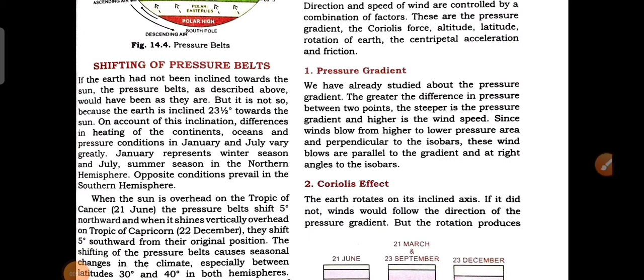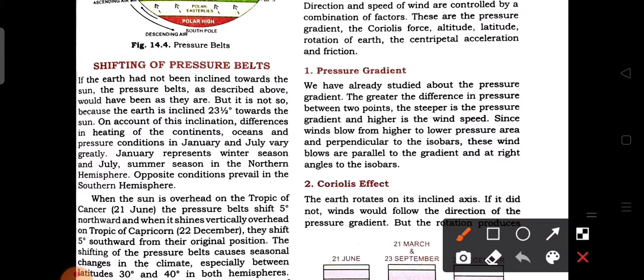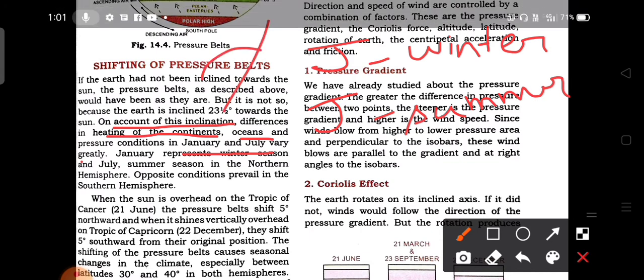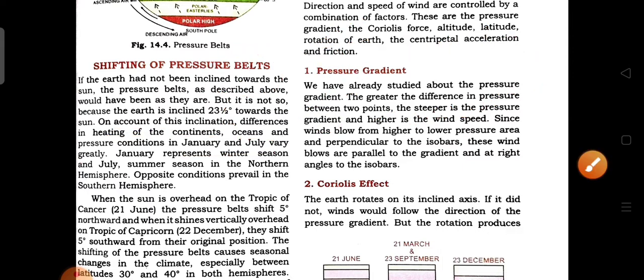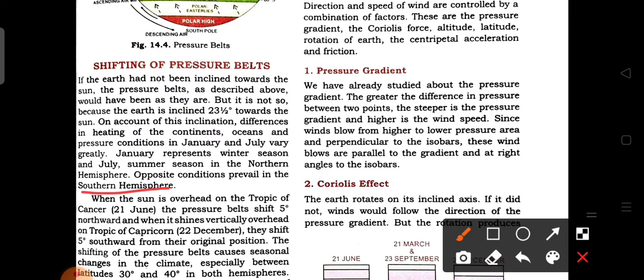On account of this inclination, the difference in heating of the continent and the ocean varies greatly between the conditions of January and July. January refers to the winter season and July refers to the summer season. So because of this inclination of the earth, the pressure condition varies from January to July. The opposite condition also prevails in the southern hemisphere.